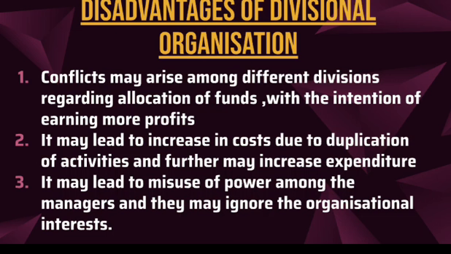The third one is it may lead to misuse of power among the managers, and they may ignore the organizational interest. Managers will have all the authority and power to supervise and lead in a structure based on division, where one product line is completely given to them. So this is what happens. The managers may misuse their power and ignore the organizational interest, and this may lead to selfish motives. So these are all the disadvantages, drawbacks or limitations of divisional organization.